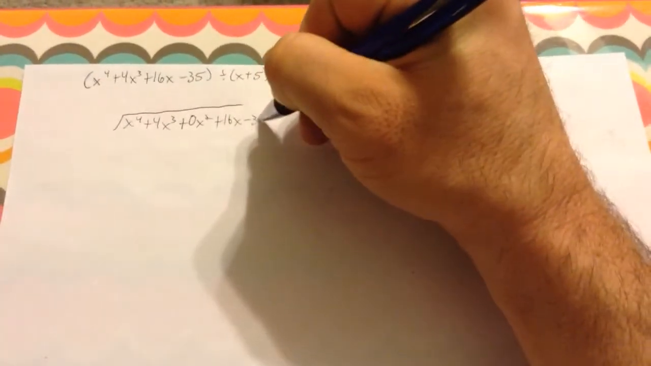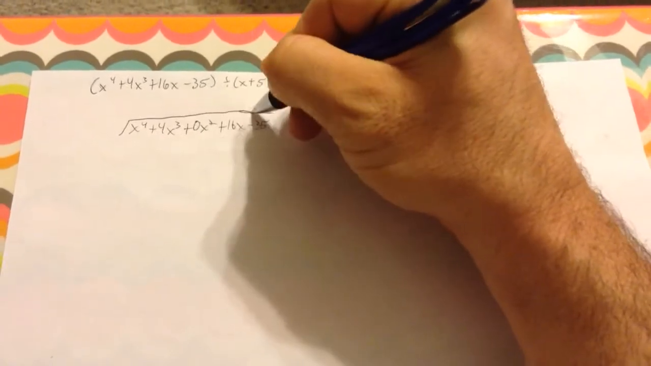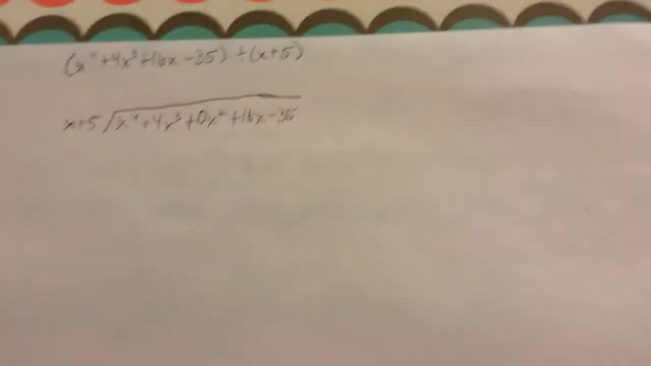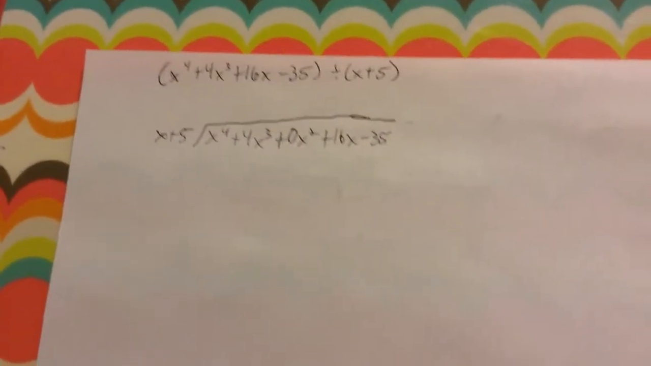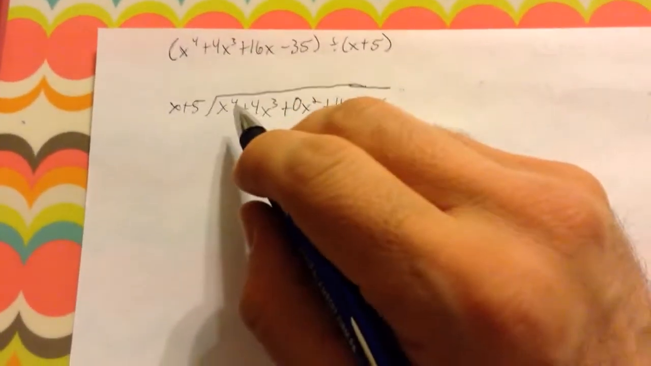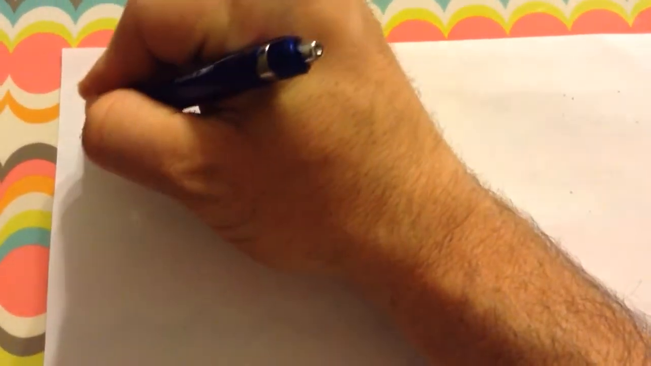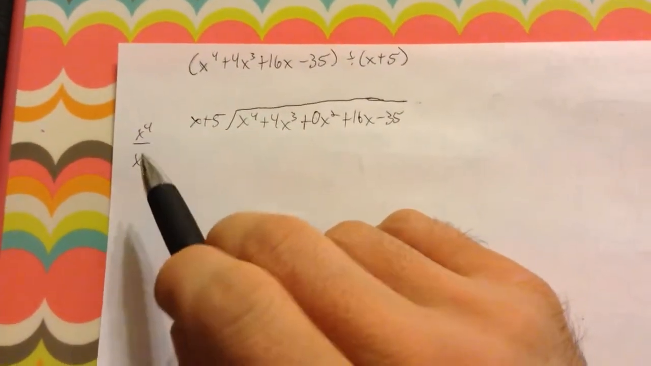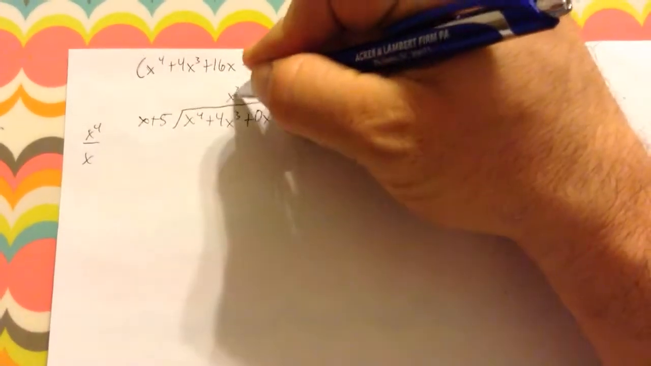If you're using synthetic division, also make sure you put your 0 in synthetic division. On the outside, we've got x plus 5 we're dividing by. Remember, the only thing that we actually divide here is we take the x to the fourth divided by the x. Remember, when you're doing this, use your simple division rules with exponents. 4 minus 1, that gives you x to the third.